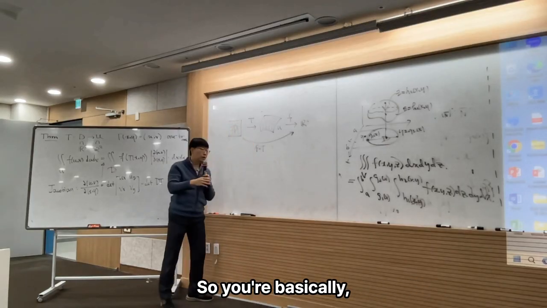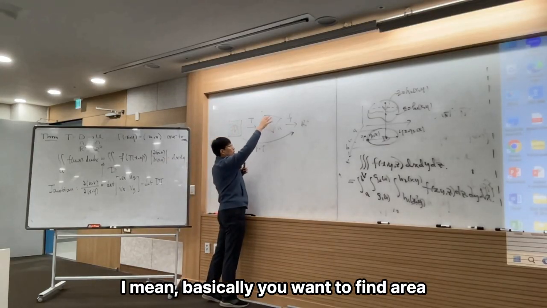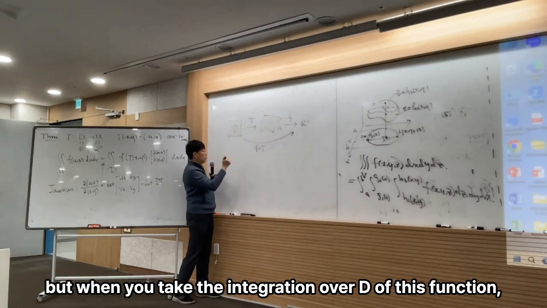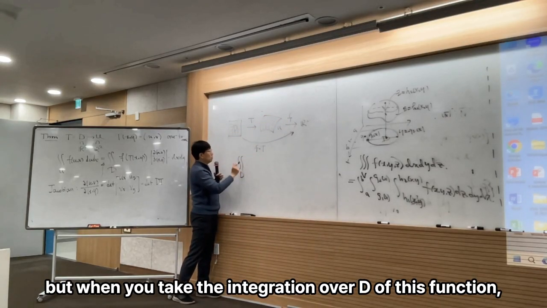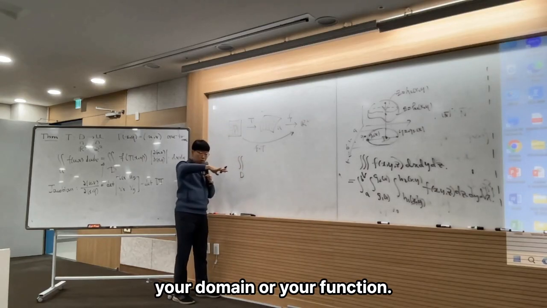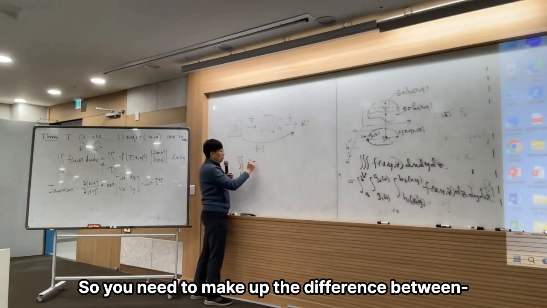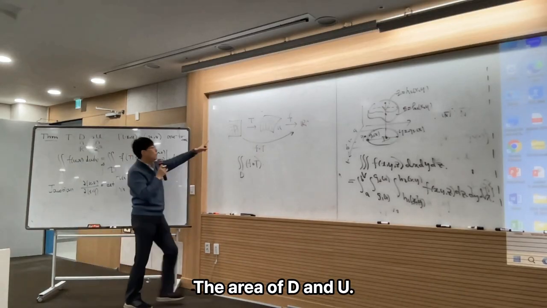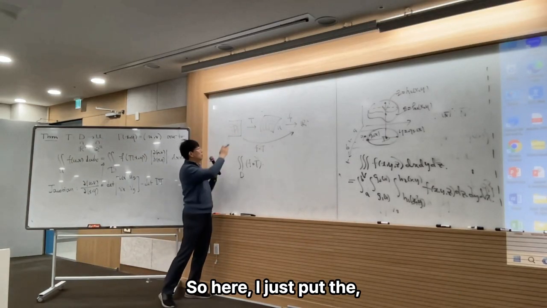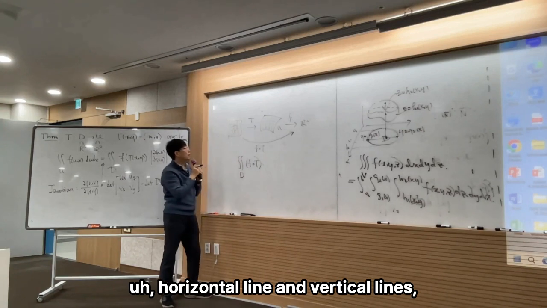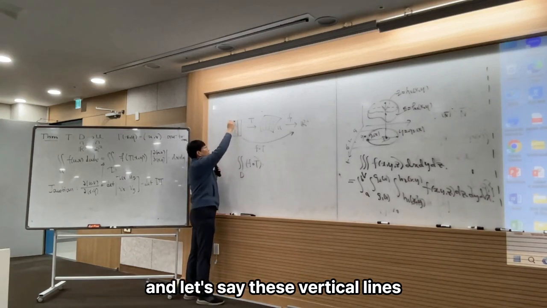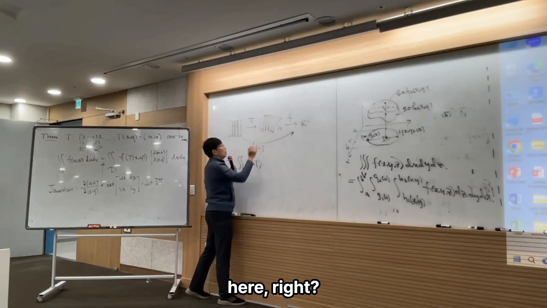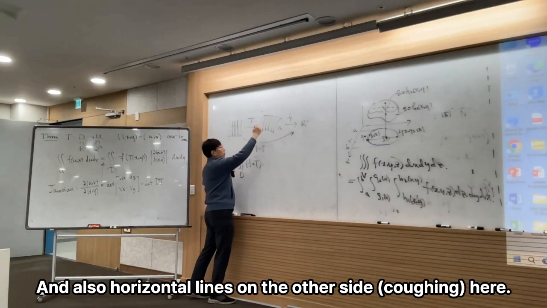So basically you want to find the area under the function over U, but when you take the integration over D of this function, you're changing the domain of your function. So you need to make up the difference between the area of D and U. So here I just put the horizontal line and vertical line, and let's say these vertical lines right here correspond to these vertical lines here, right? And also horizontal lines on the other side here.